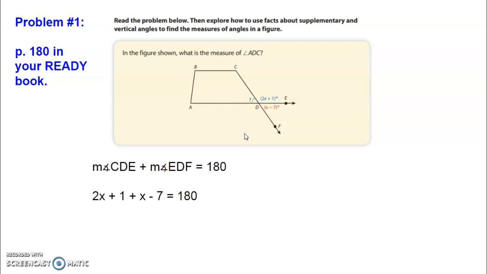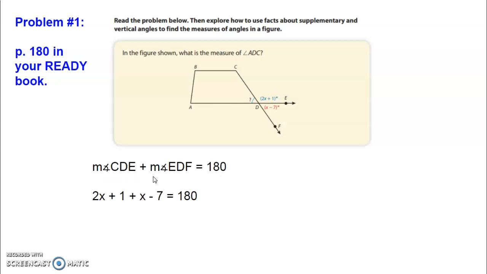All right, so I'm hoping some of you have already noticed a few things there. First of all, angle ADC is vertical to angle EDF. So I know whatever this angle measurement is going to be the same as this one here. I'm going to use this fact here. Ray CF makes a straight angle here. If you add angle CDE and angle EDF, you're going to have 180 degrees.